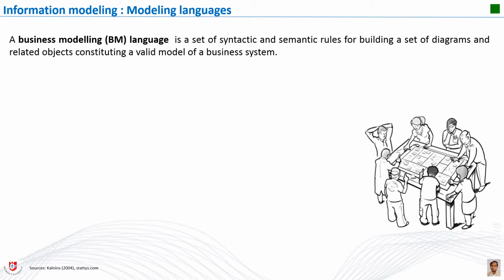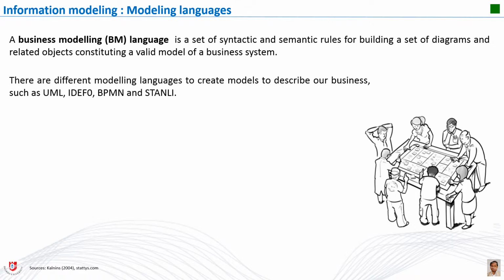A model can be developed by two approaches, bottom-up or top-down. The bottom-up process starts with throwing all classes on the page and then combining them, whereas the top-down process starts with an overview of the system and then splits classes. There are different modeling languages to create models to describe our business, such as Unified Modeling Language or UML, IDEF0, BPMN, Stanley, and so on.